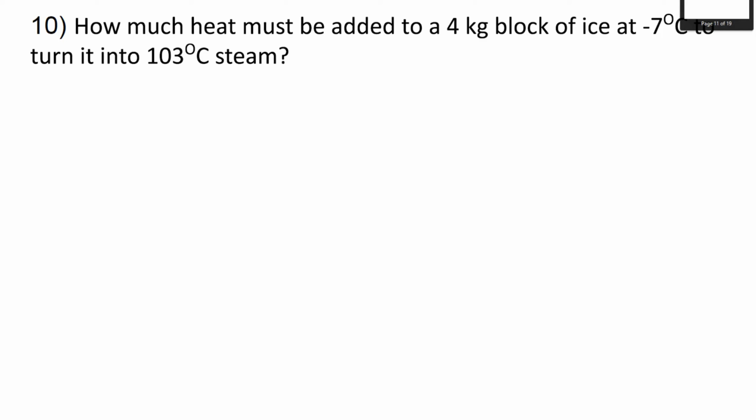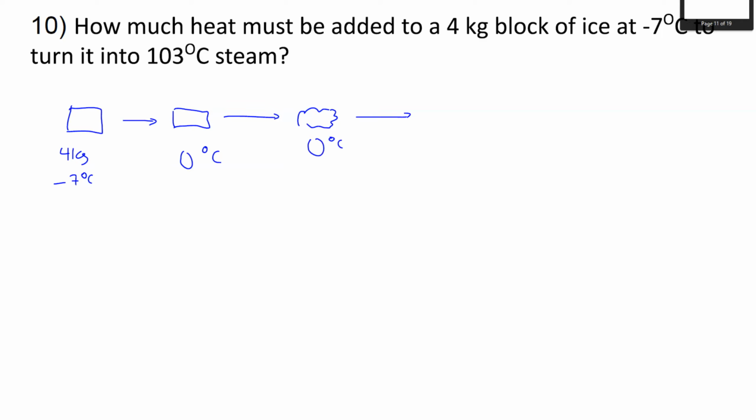degrees steam? This is one of those multi-stage problems, so I like to have a little picture to refer to here. Starting off with ice, I got 4 kilograms, -7 degrees Celsius. I know that the first thing I got to do is take that -7 up to 0, and it's still going to be ice. And then I'm going to have to melt the ice into a puddle. That's still at 0 degrees Celsius. And then I got to warm that up to the boiling point. So I'll have 100-degree water.